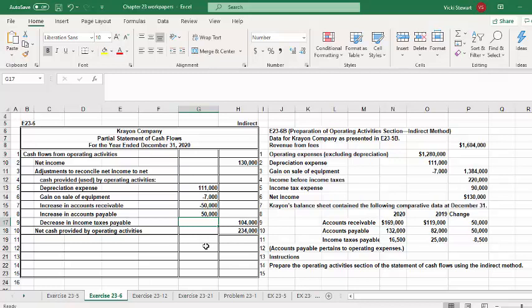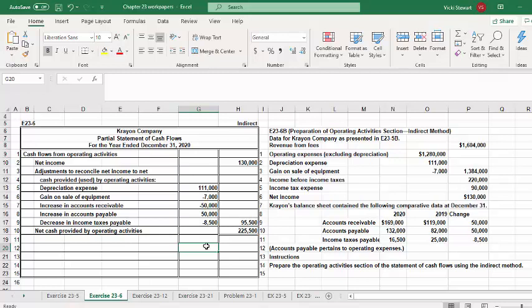The last item in the comparative balance sheet is income taxes payable. The income taxes payable balance decreased from 2019 to 2020 by $8,500. So we know that that means that we paid all of the income taxes expense shown in the income statement, and we paid an additional $8,500 of the beginning balance. So that means that we have had an additional $8,500 paid, and we need to subtract that.